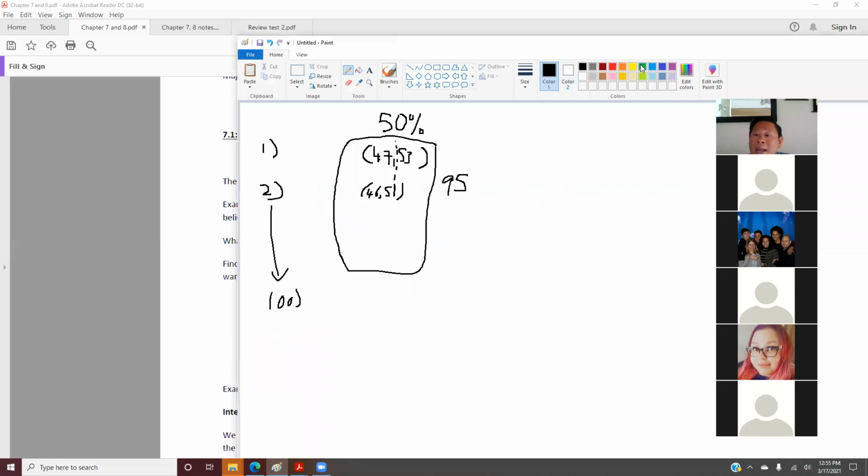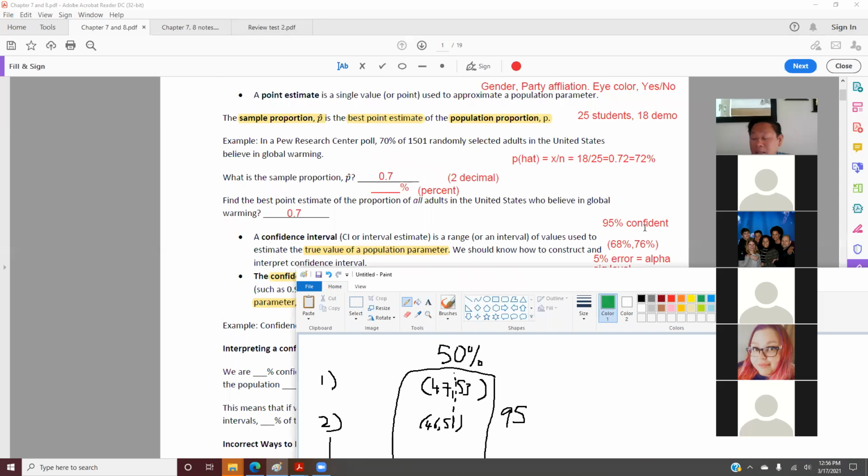That means that there are 5 samples that are not in here, like the ones we have 68 and 74. Maybe they are either very high or very low, like 32 and 36. So there are only 5 out of 100 that will not capture the 50%, but the other 95 will capture the 50% out of 100 samples if I collect that. So this is the meaning of the word 95% confidence.